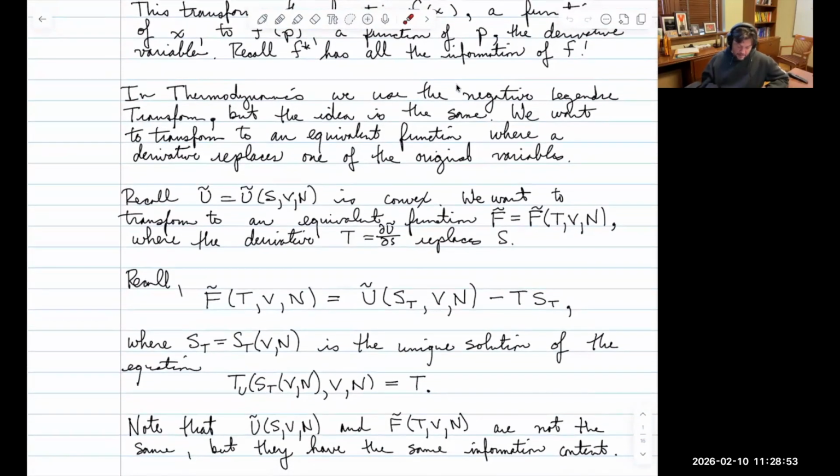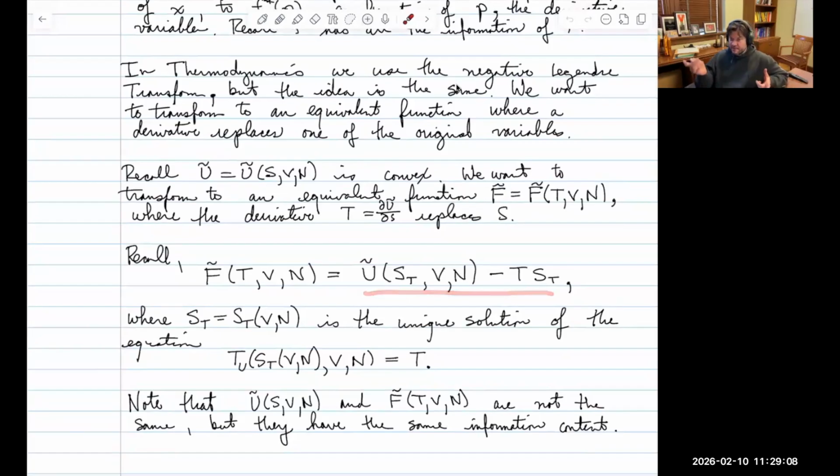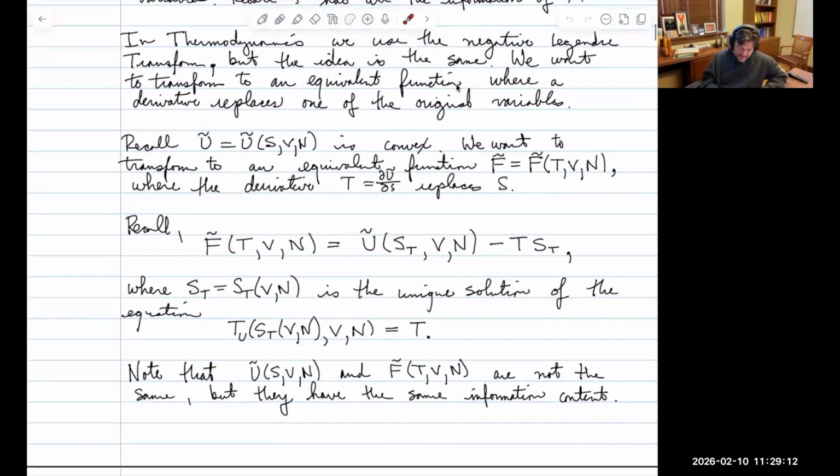So it follows exactly the same prescription. We're transforming this function of SV and n to TV and n, and this new function is called the free energy. It has exactly the same structure, except that we're using the minus of the transform. Okay? What is this st variable here?